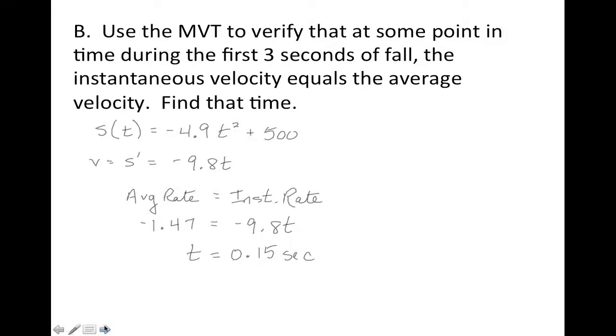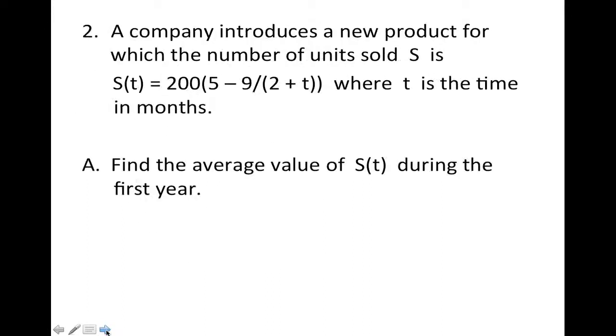So the next one I have is more of a business application, I guess you could call it. Suppose we're talking about a company introducing a new product, and they're going to sell S units of them. The function for the number of units sold is S of t equals 200 times the quantity 5 minus 9 over 2 plus t, and t is the time in months. So the first thing we're asked to do is to find the average value of S of t. So what's the average number sold during the first year? So obviously that's months, rather, 0 to 12.